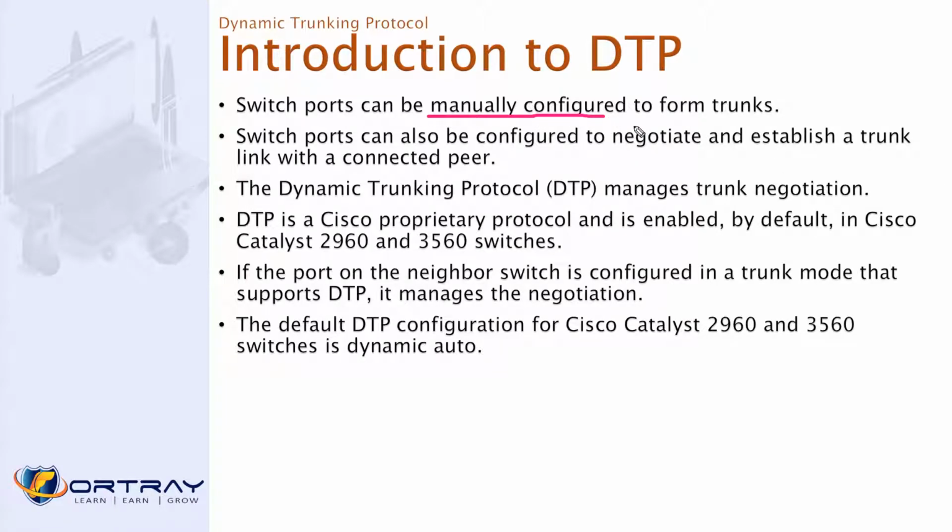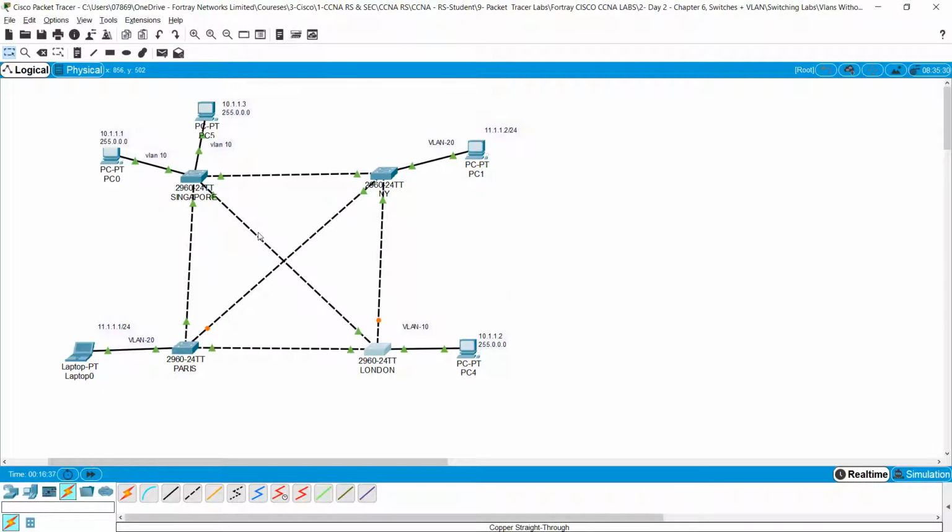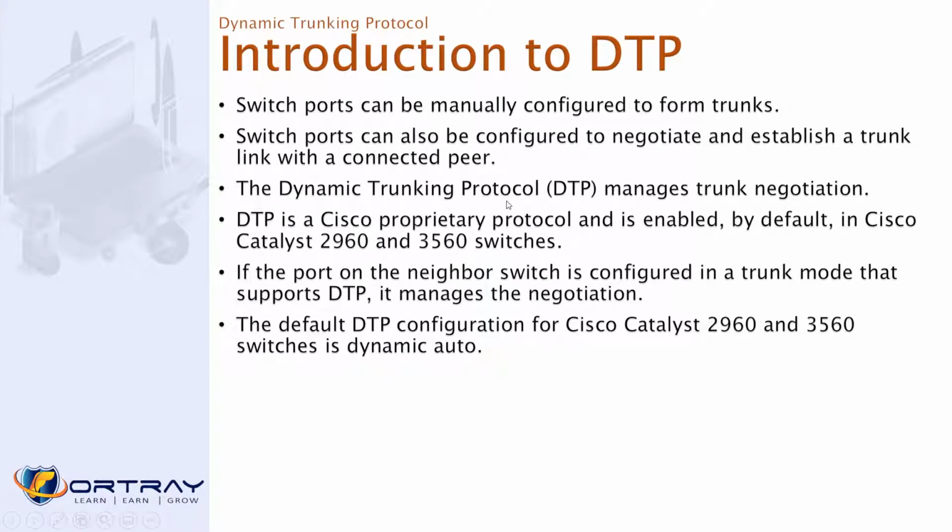Basically, we need to go into the port and say you are a trunk. A switch can also be configured to negotiate and establish a trunk link with the connected peer. So the other way is that these two ports can negotiate and become part of the trunk as well. Dynamic Trunking Protocol manages trunking negotiation.